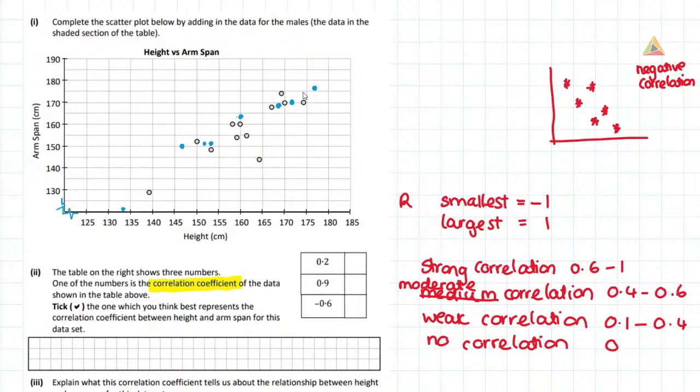When I look at these points, I can definitely tell that they're going up. So this is going to be a strong correlation. So I'm going to tick the box for 0.9 in this case.